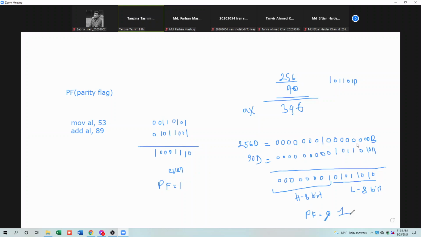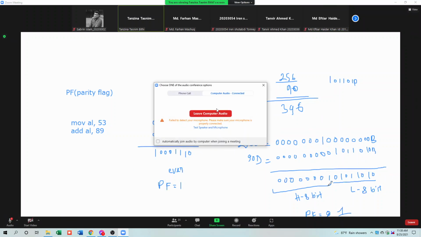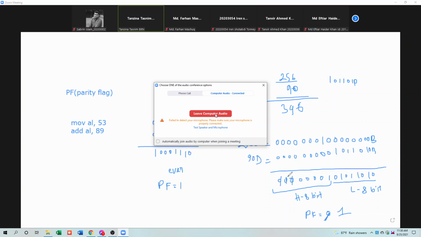So the result can be a 16-bit result, it can be a 32-bit result, but we always have to count the number of 1 bits in the lower-order 8 bits. If the number of 1s is even, parity flag equals 1, otherwise parity flag equals 0. Is that clear? Yes, ma'am. So please don't make a mistake. This is a 16-bit number and there can be some other 1 bits, but we will not count the 1 bits in the higher-order 8 bits. Always take the low-order 8 bits and then count the number of 1s.